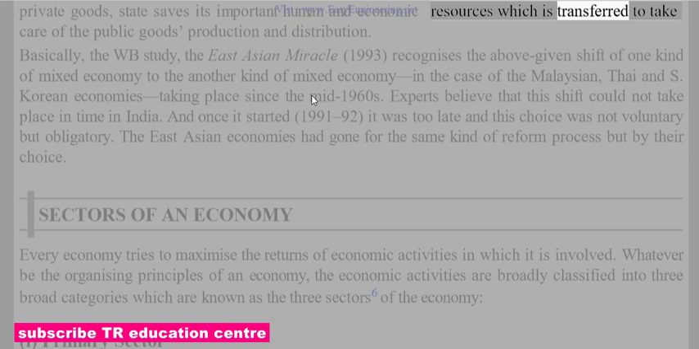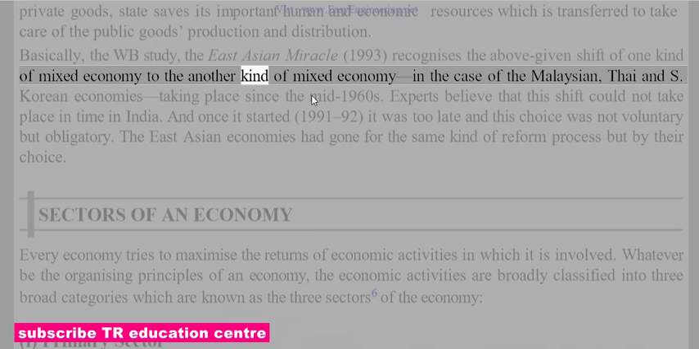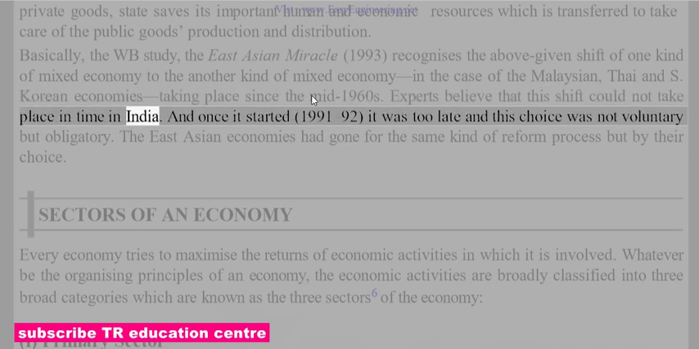The WB study, the East Asian Miracle, 1993, recognizes the above given shift of one kind of mixed economy to another kind of mixed economy, in the case of the Malaysian, Thai and South Korean economies, taking place since the mid-1960s. Experts believe that this shift could not take place in time in India.